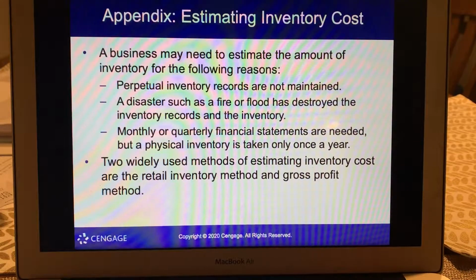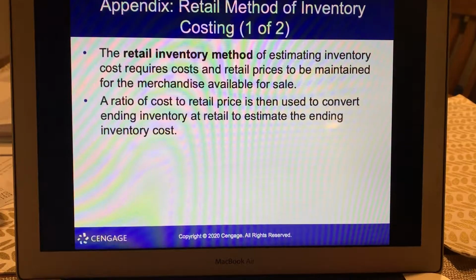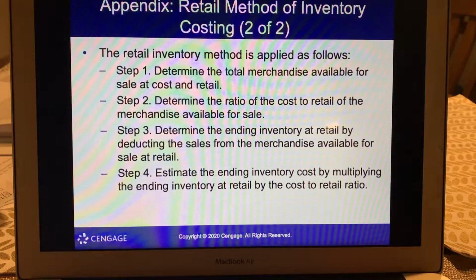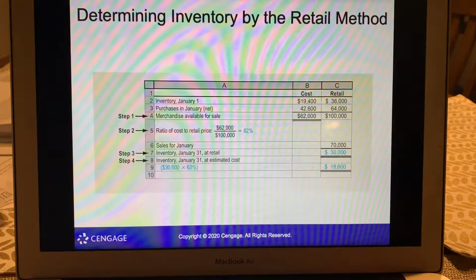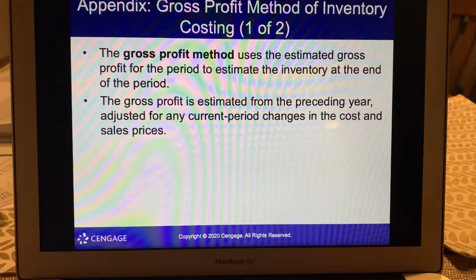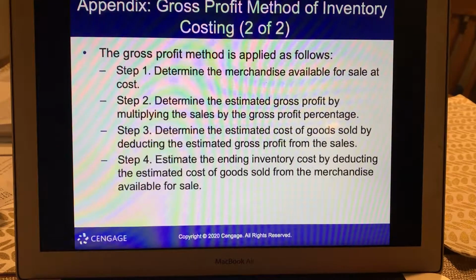All right, so I think we kind of covered this already. Retail inventory method of estimating inventory. These are appendix, so go through these. There aren't very many questions regarding these. Determine inventory by retail method. Go ahead and go through this as well. It's just going through step by step for merchandise available for sale. Gross profit method of inventory. So go ahead and go through that.